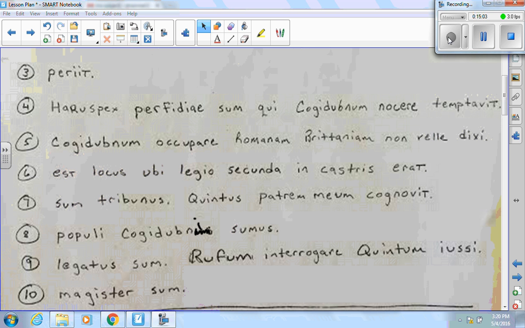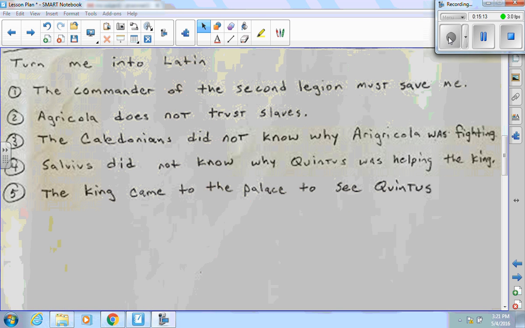I am the general. I ordered Rufus to interrogate Quintus. That's Agricola. And I am the teacher. That's me.